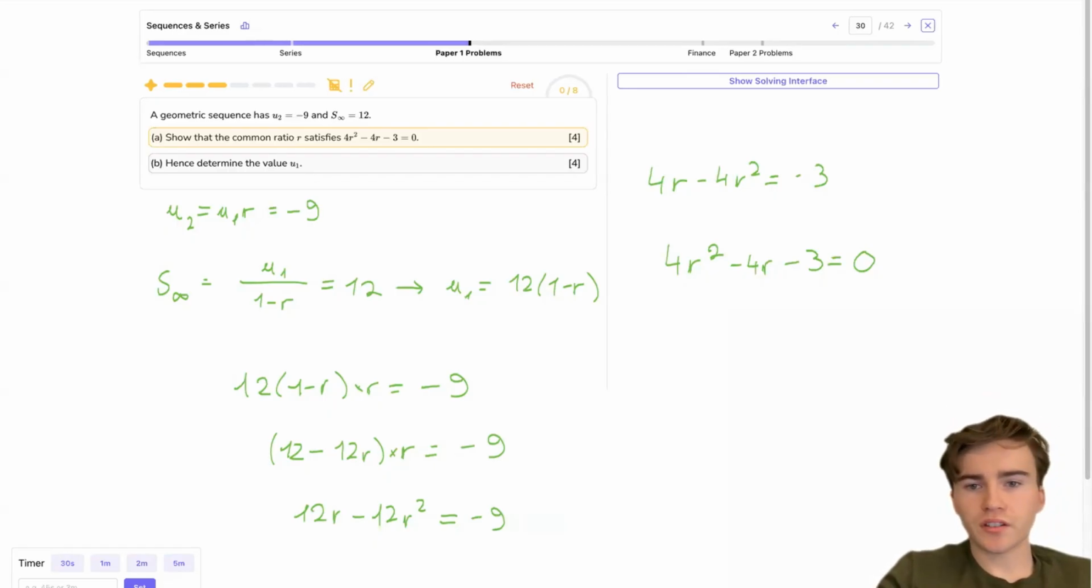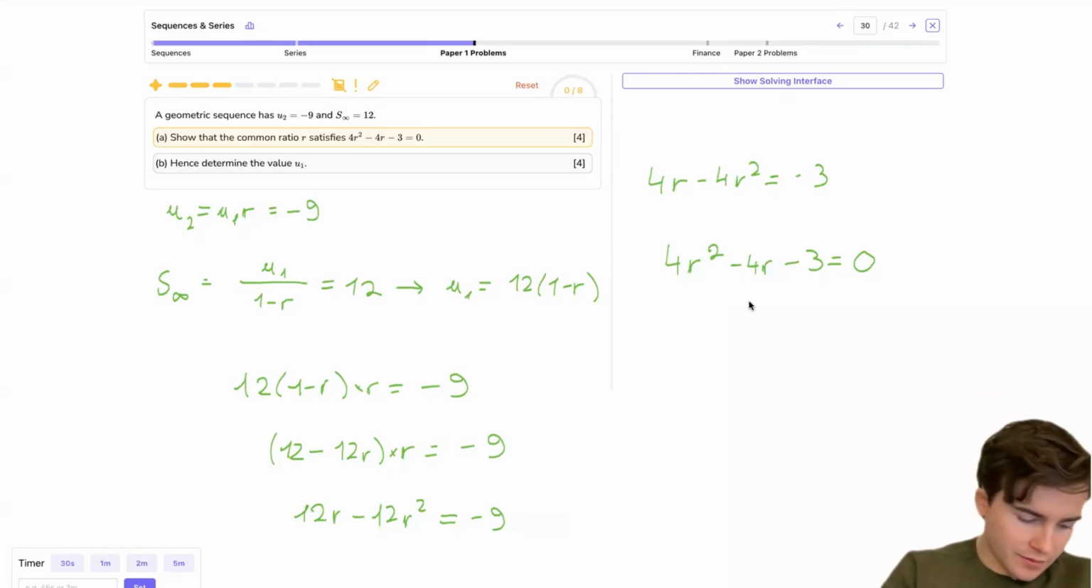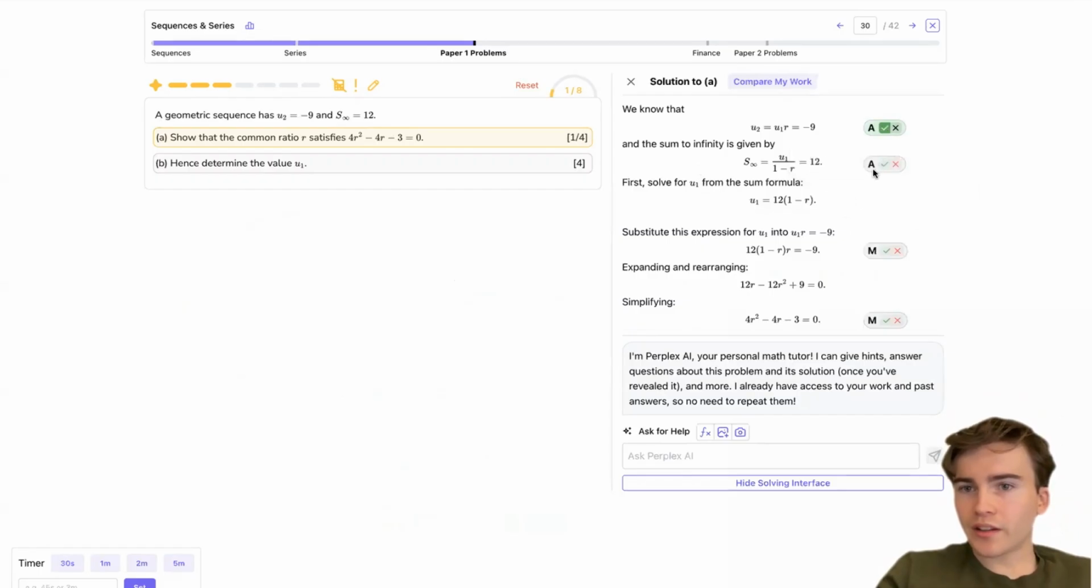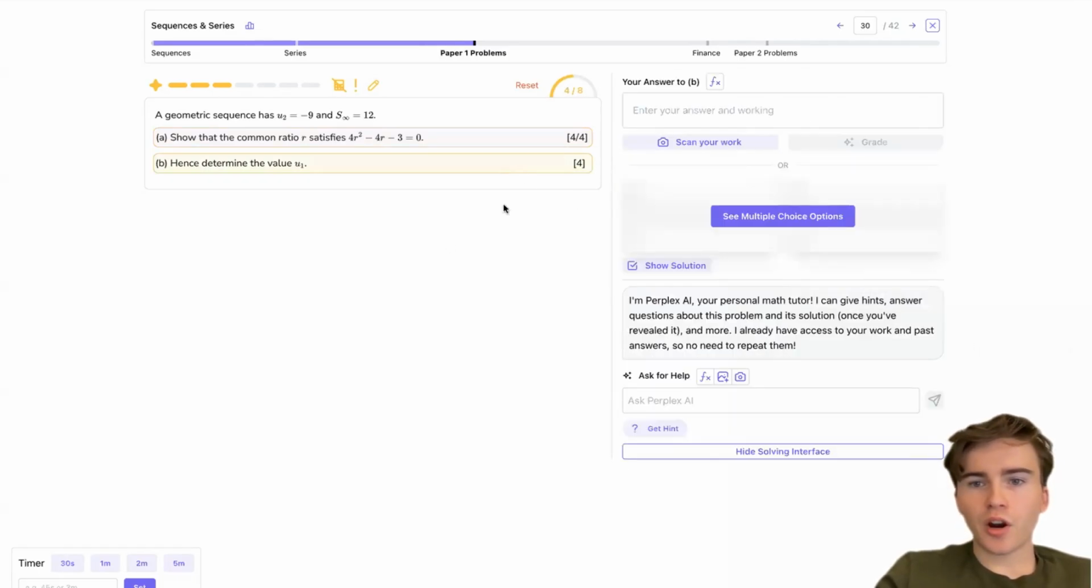I'm just going to clear my screen. And I'm going to check off in the mark scheme. We did that, we did that, we did that, and we did that. Perfect. Part B. We're now trying to find the value of U1.